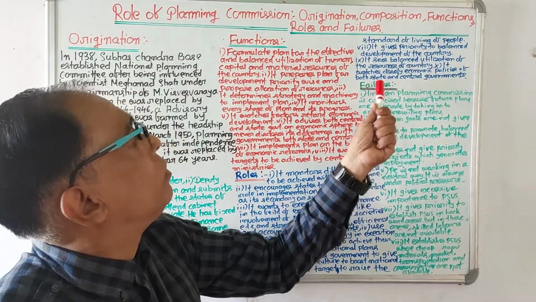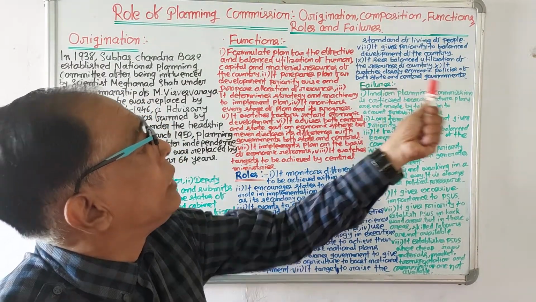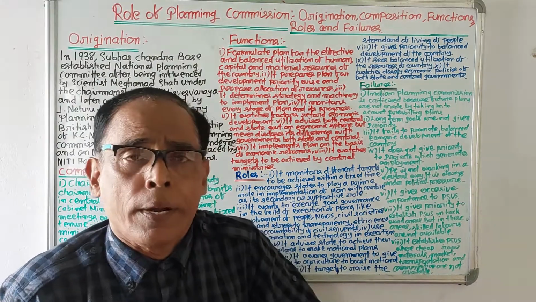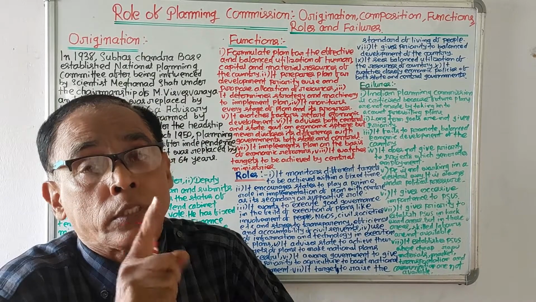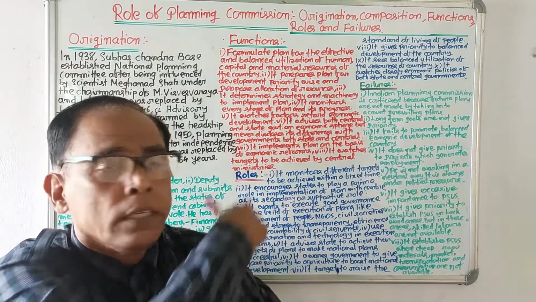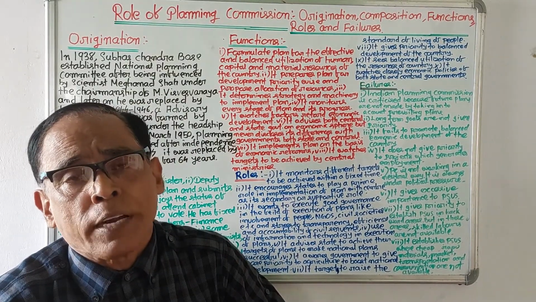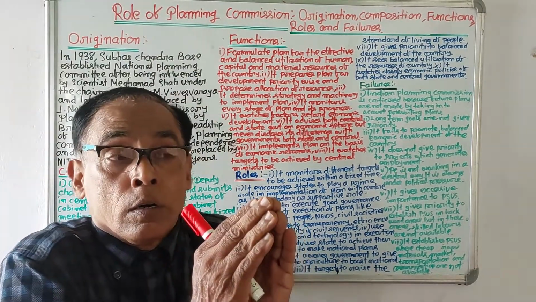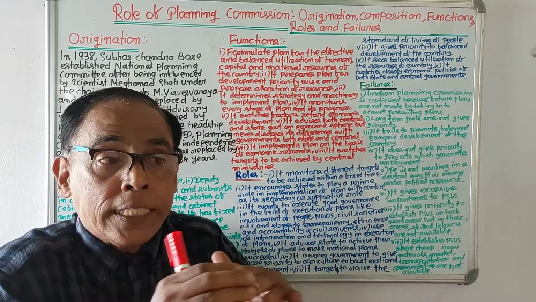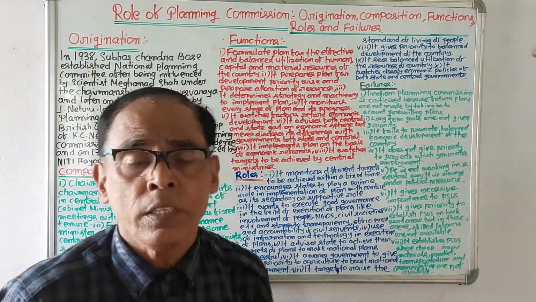Finally, it watches closely the economic policies of both state and central governments. So these are the roles of the Planning Commission of India. Now let us discuss its failures, its weak points for which it has been criticized.